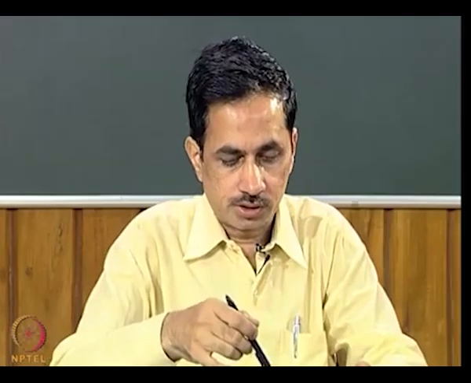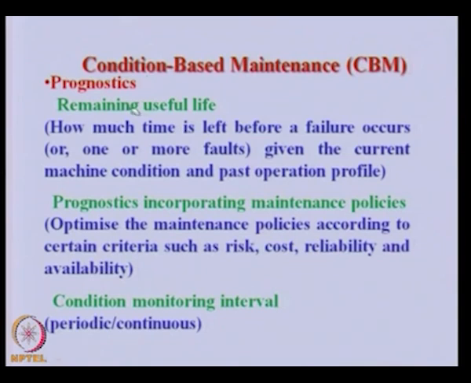Now, coming to prognostics, there are several things which we can predict, like the remaining useful life of the machine. How much time is left before a failure occurs or one or more faults appear, given the current machine condition and the past operation profile. Once we have the condition based data and the previous history of the machine, we can predict the remaining useful life of the machine. This very pertinent prognostic prediction will be there for a machine.